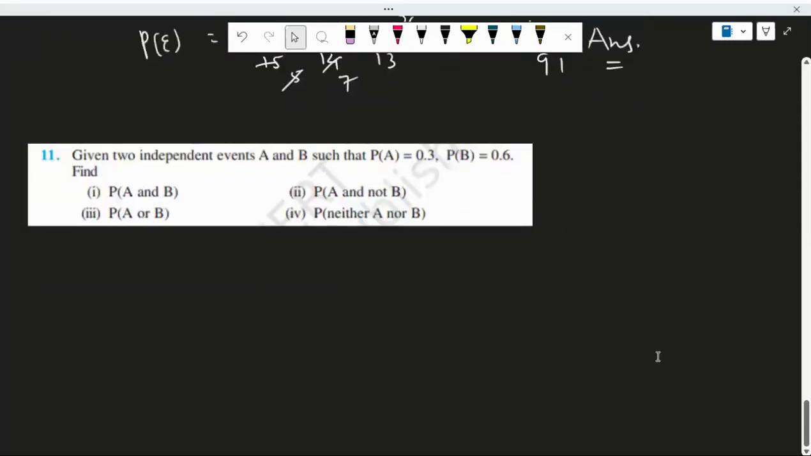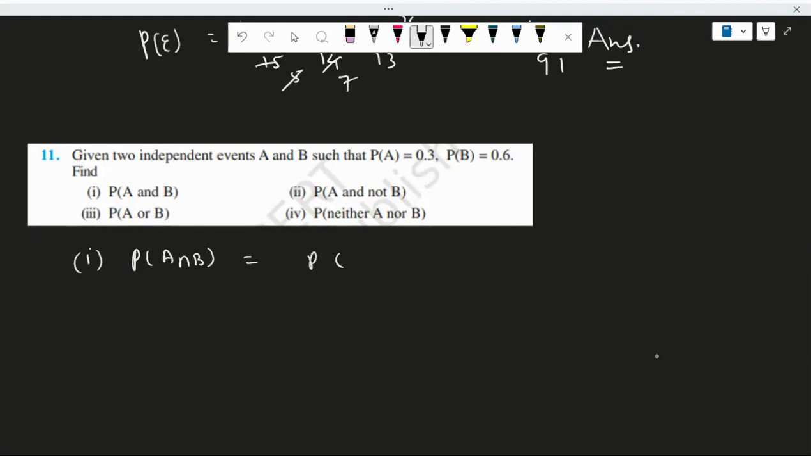Given two independent events A and B such that P(A) equals 0.3, P(B) equals 0.6, you need to find P(A and B). Why question number 11? Because if we do 11, then all the concepts before that will be clear. And means intersection. If these two events are independent, then it will be the product of these two. So 0.3 times 0.6 is 0.18.